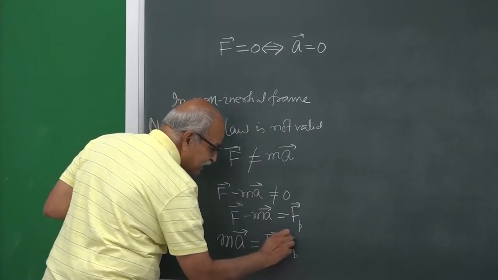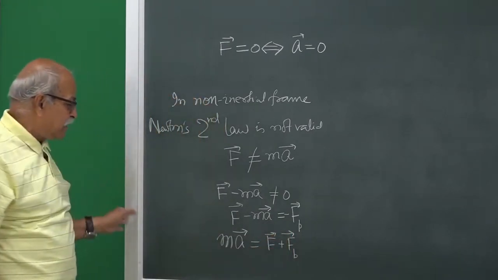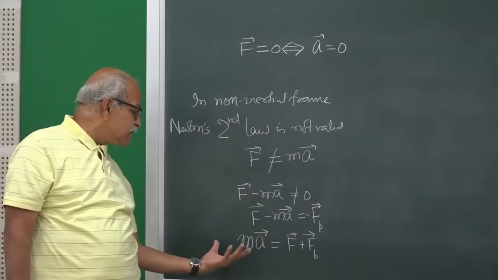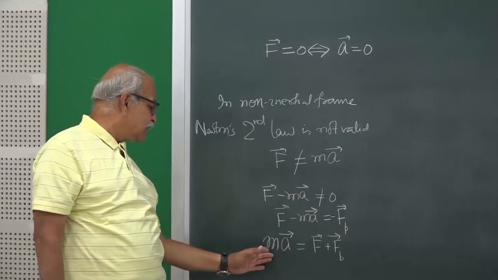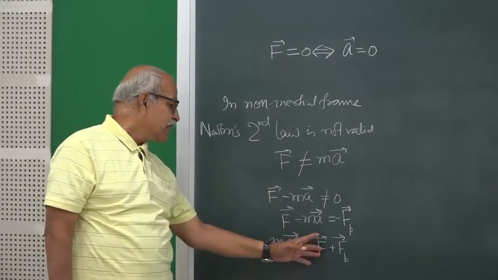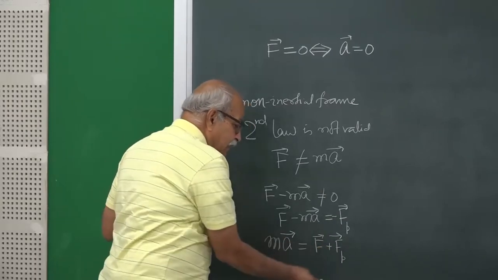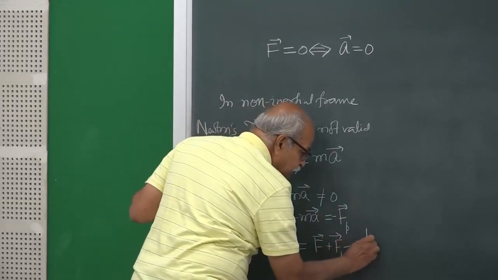So mass of particle times acceleration of the particle is equal to F plus Fp. If it is an inertial frame, mass times acceleration is force. But if it is not an inertial frame, it is a non-inertial frame, then mass times acceleration is not F, and what is left is written as Fp, and that we call pseudo force.